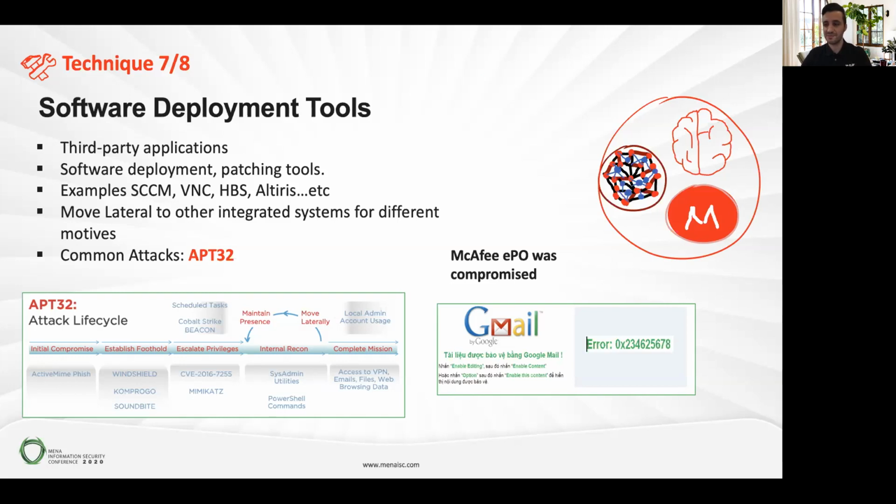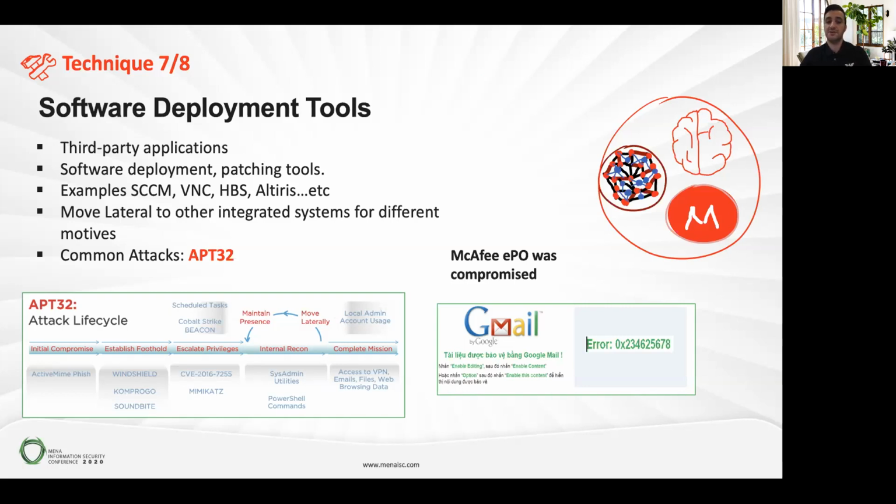So one of the common attacks that had used this specific technique is APT32. This is a common attack group that has utilized this technique in their attacks. So this group has targeted multiple private sector industries. They're targeting governments, they're targeting journalists.